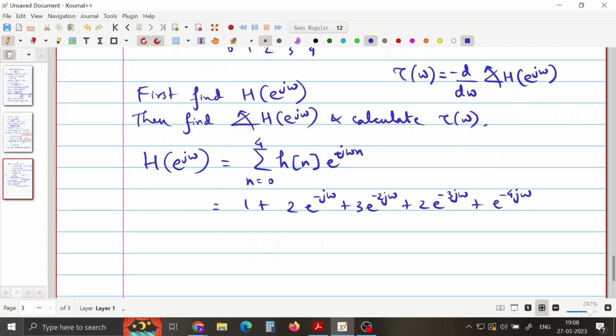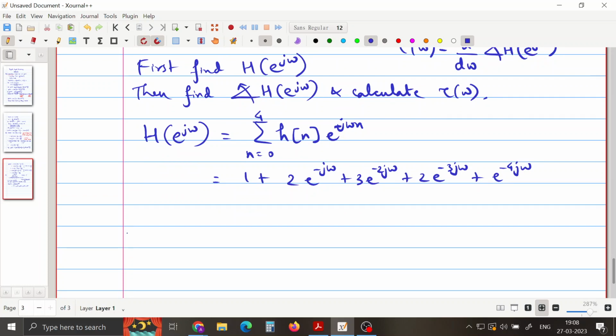Because there are so many terms, usually for taking the phase we use the tan inverse of the imaginary part by the real part. But here you see it has 4 complex exponentials, and each of these will have a real part and an imaginary part. So there will be cos omega, cos 2 omega, cos 3 omega, cos 4 omega, and similarly sin omega, sin 2 omega, sin 3 omega, sin 4 omega. And even if you find the expression for the phase in the tan inverse form, after that you have to take its derivative to find the tau of omega.